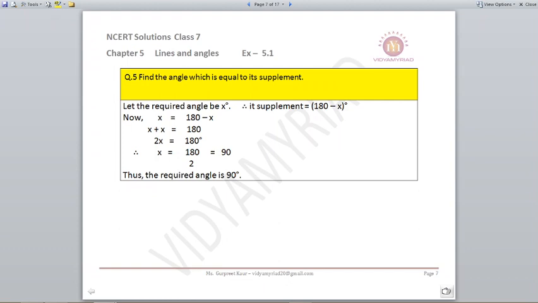Same way, if I want to find the angle equal to its supplement, if the required angle is x, the supplement will be 180 minus x, because their sum is 180 degrees. So according to the question, x should be equal to 180 minus x. So x comes to 90 degrees, or we can say 180 divided by 2, which is equal to 90 degrees. In the case of complement, to find the equal angle, we can do 90 divided by 2, that is 45. In the case of supplement, 180 divided by 2, that gives you 90.